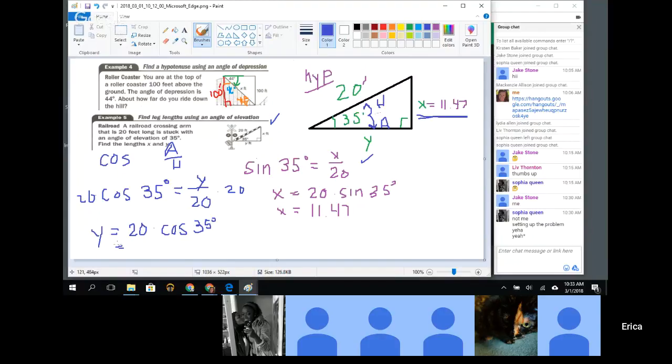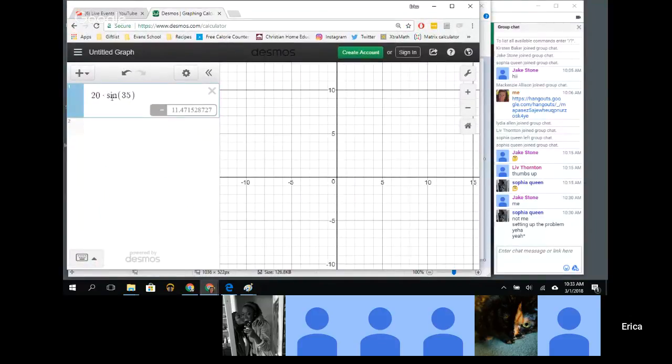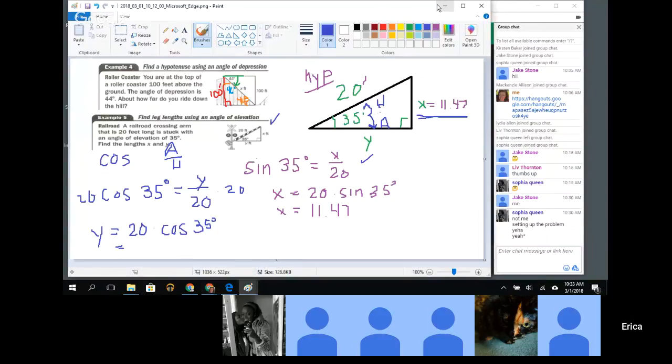Switch to my calculator, and I find that that's 16.38. So this equals 16.38.